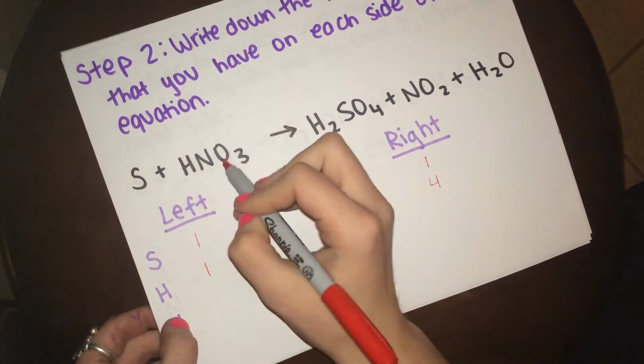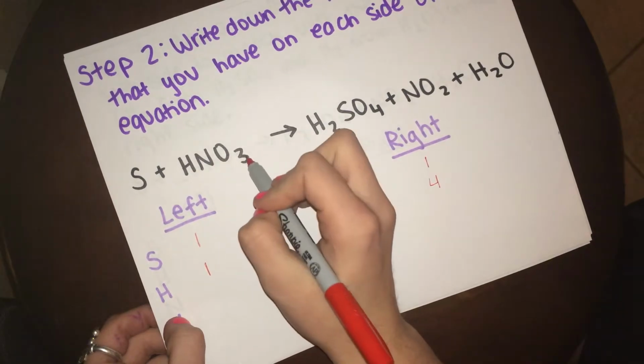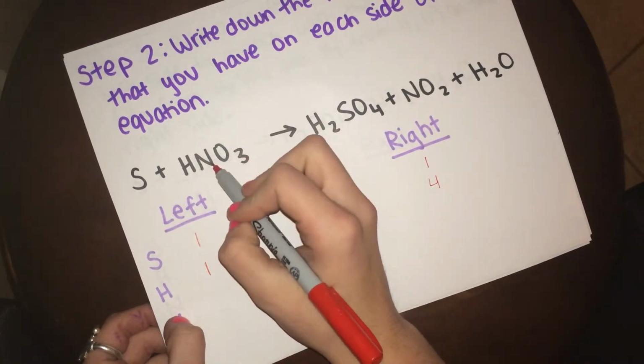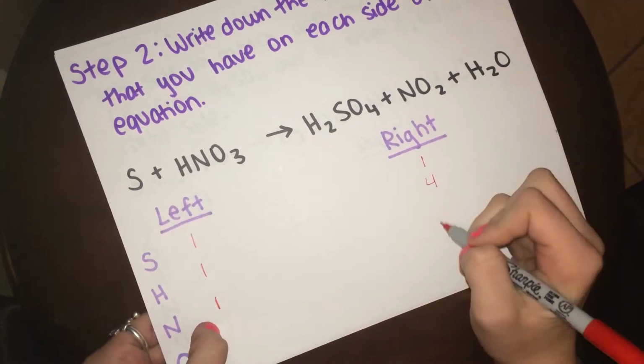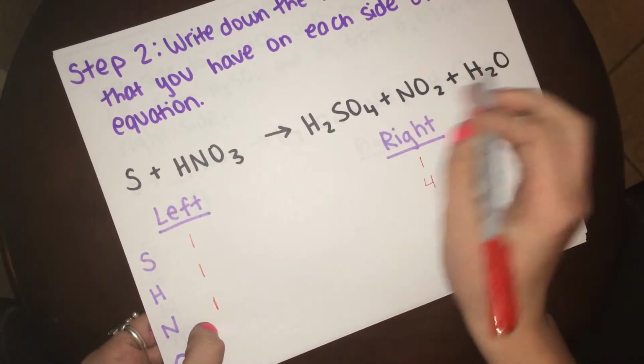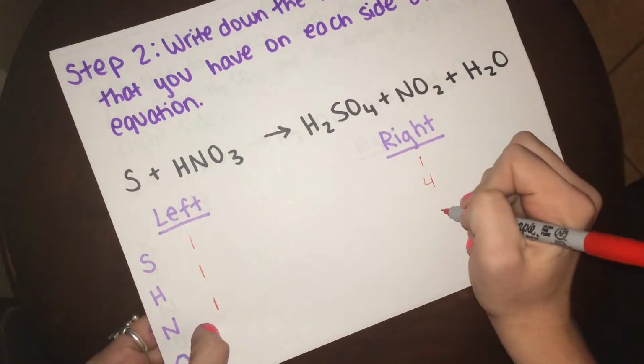With N right here, there's just 1 because the 3 belongs to oxygen, not nitrogen. So with here, there's just 1. Right here, there's also just 1 because there's no other nitrogen. So right here, there's 1.